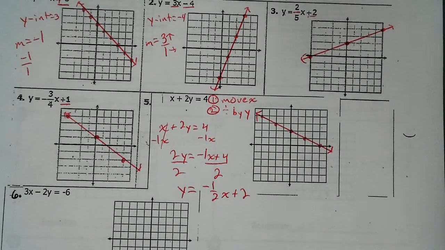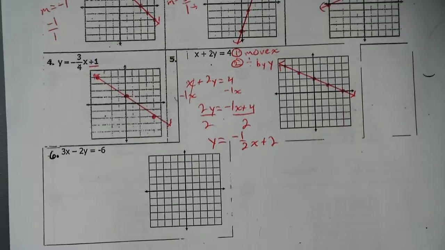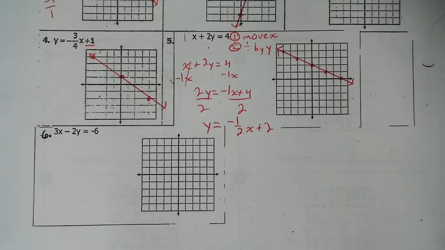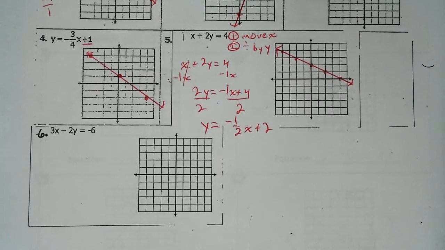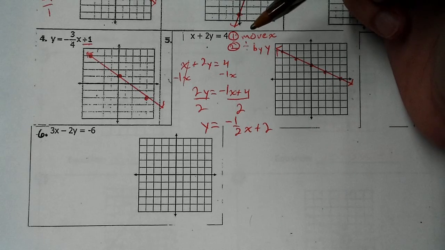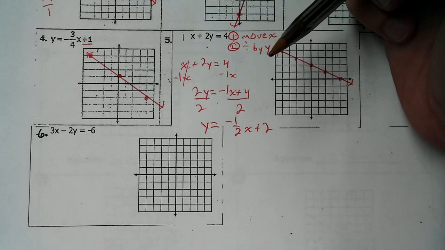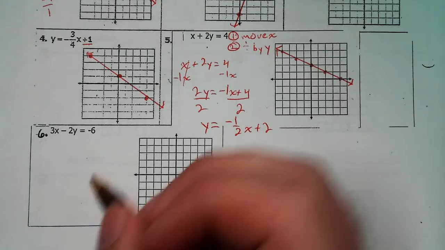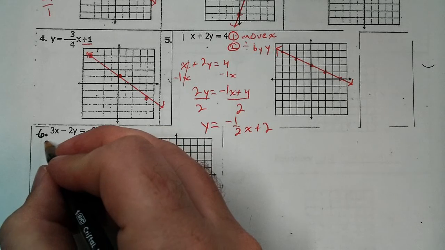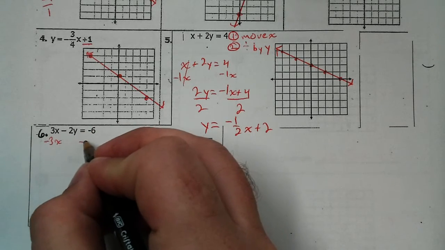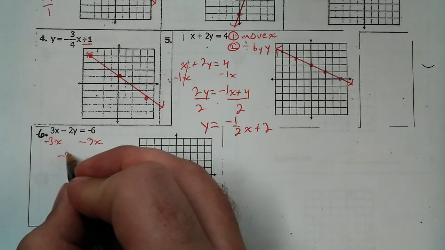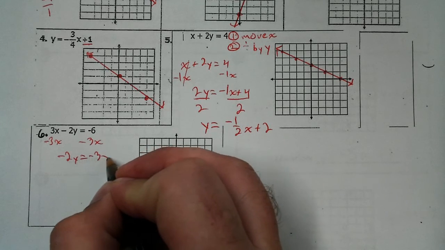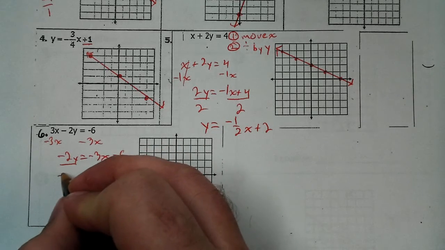Now, our last one, number 6, is just like number 5. I want you to try graphing it, and then check your answers. So push pause now. All right, so move our x. And then divide by y.